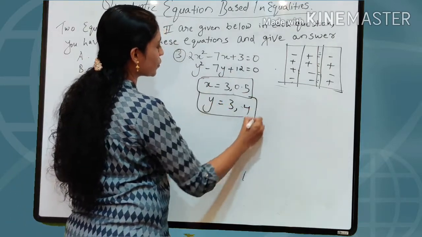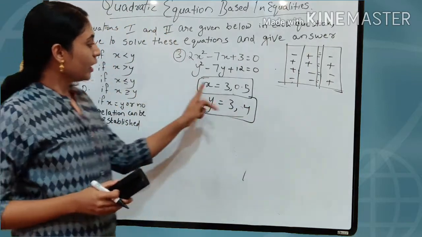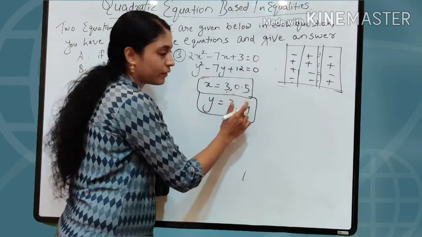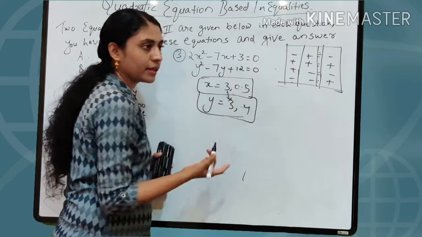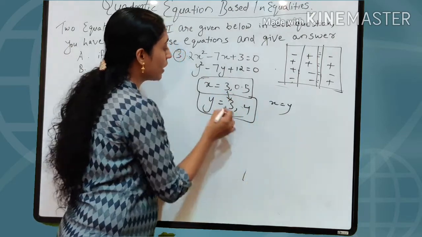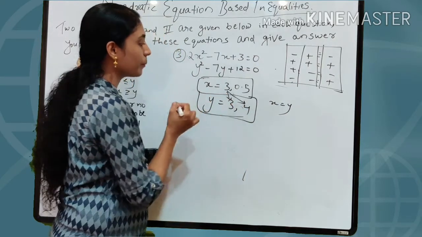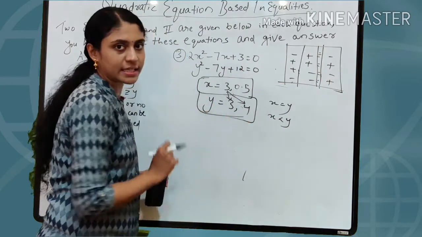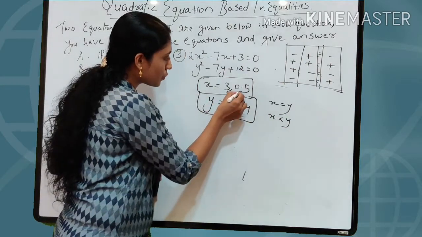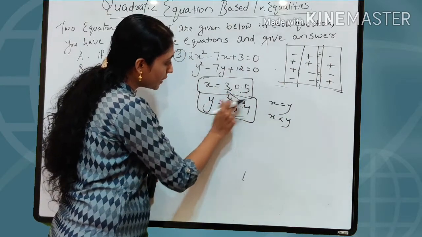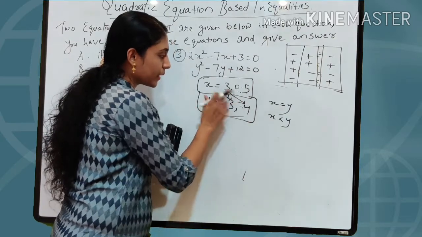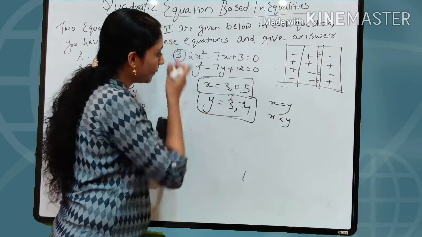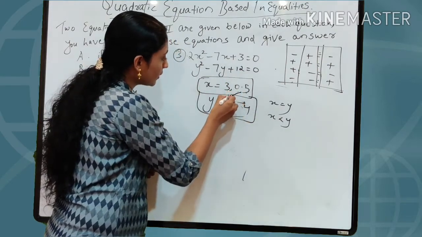Now we can compare these two equations, right? When we compare 3 and 3, this 3 with the y values, x is equal to y, right? When we compare 3 and 4, x is less than y, that is 4 is greater, that means y is greater. And now next we have to consider 0.5 and compare it with these two values. So first we compared 3 with the y values 3 and 4. Next we have to compare 0.5 with 3 and 4.